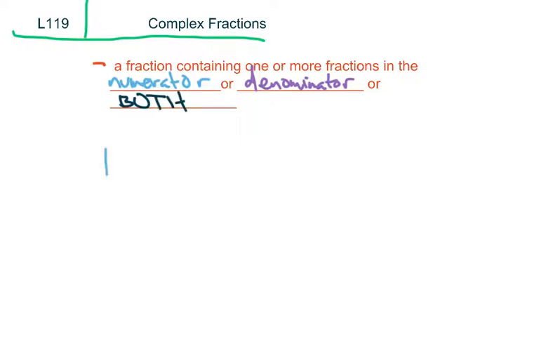So if, let's say I had a fraction in the numerator. Now, remember, mixed numbers are fractions too. So what if I had 16 and 2/3 over 100? That is considered a complex fraction. Why? Well, because there's a fraction in the numerator.